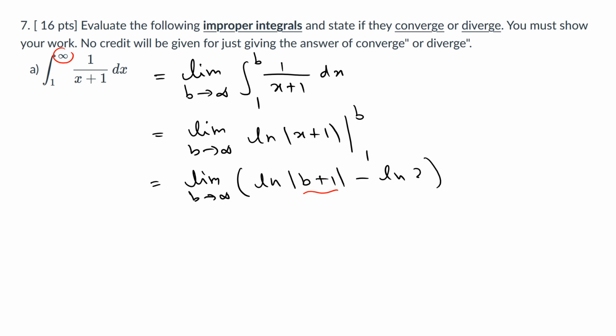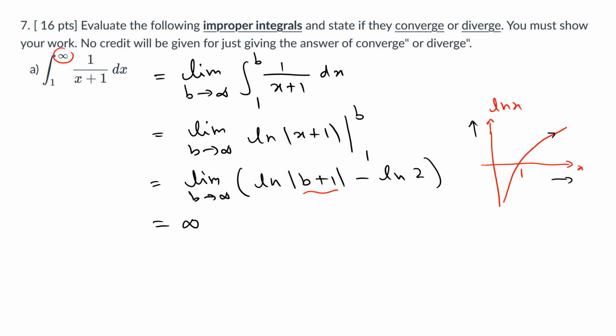If you look at the graph, you can see it's very clear. That's a graph of natural log, so this is x and this is ln x. You can see when x goes to infinity, the function goes to infinity. So that means this can approach infinity, and ln 2 is just a number. When you subtract that from infinity, it doesn't matter. So finally, this limit is infinity.